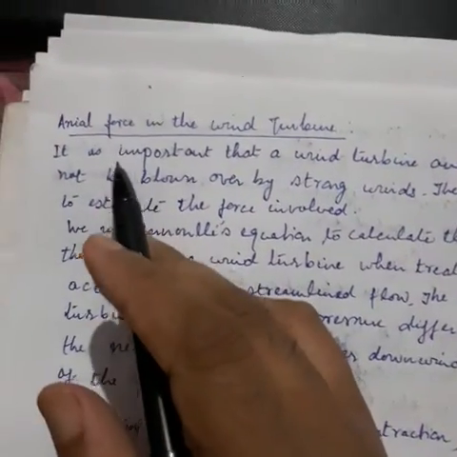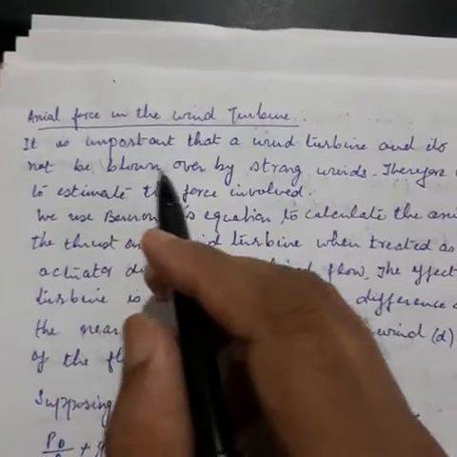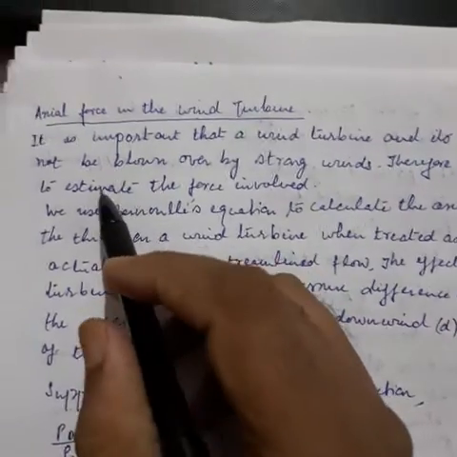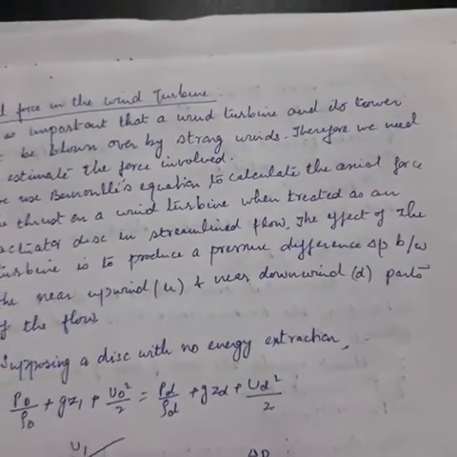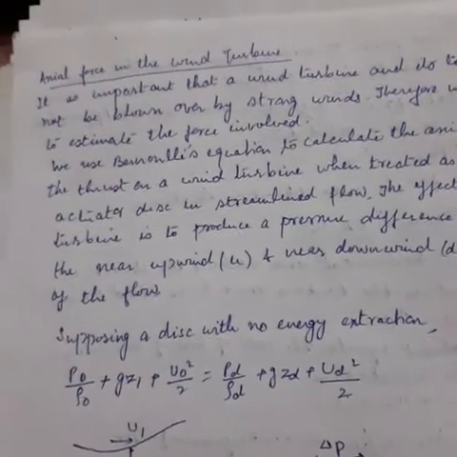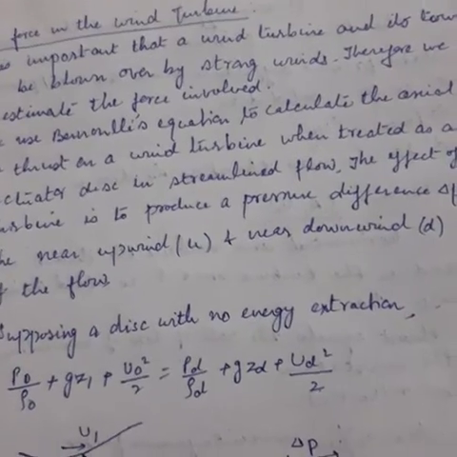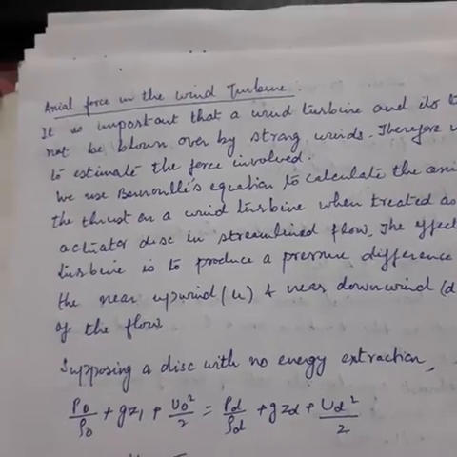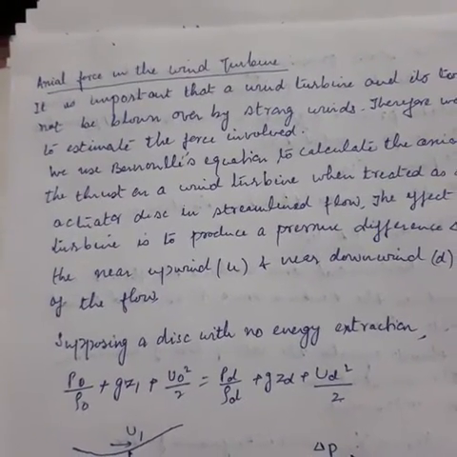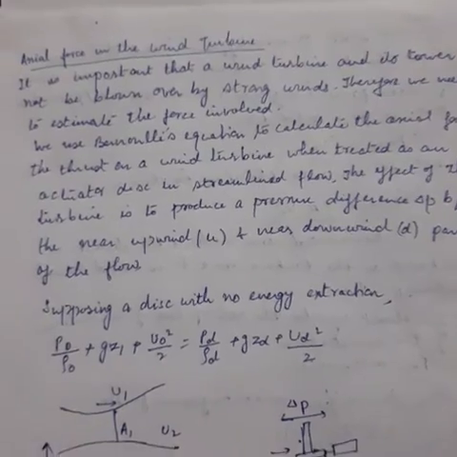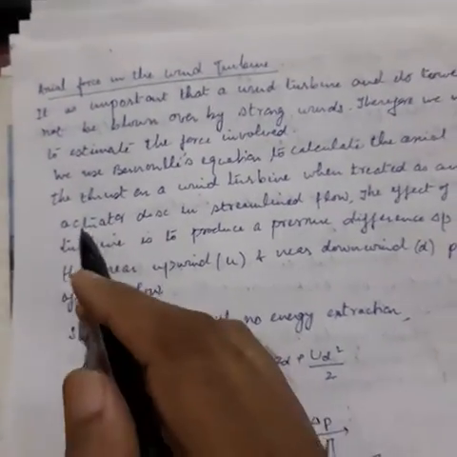In this axial force analysis, it is important that a wind turbine and its tower not be blown over by strong winds. Therefore, we need to estimate the force involved. The force exerted on the blades should not be so high or strong that it influences the tower and may damage it. So the maximum exerted force on the wind turbine is to be calculated in this video.